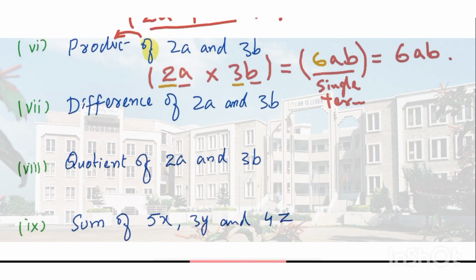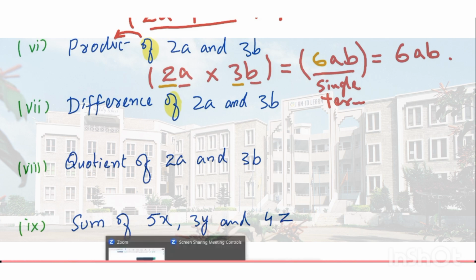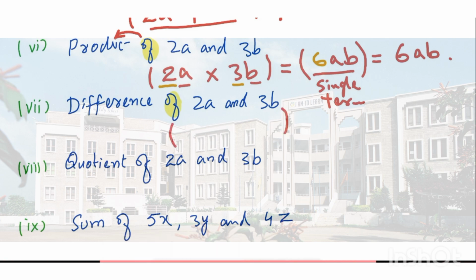Now the next statement is difference of 2a and 3b. So there is again "of". Of means bracket until the end of the statement, and there are two variables, which are 2a and 3b, and the word before the "of" is difference. So difference means 2a minus 3b. We cannot subtract a and b, so this will remain the same. So we'll say that this is exactly the answer.